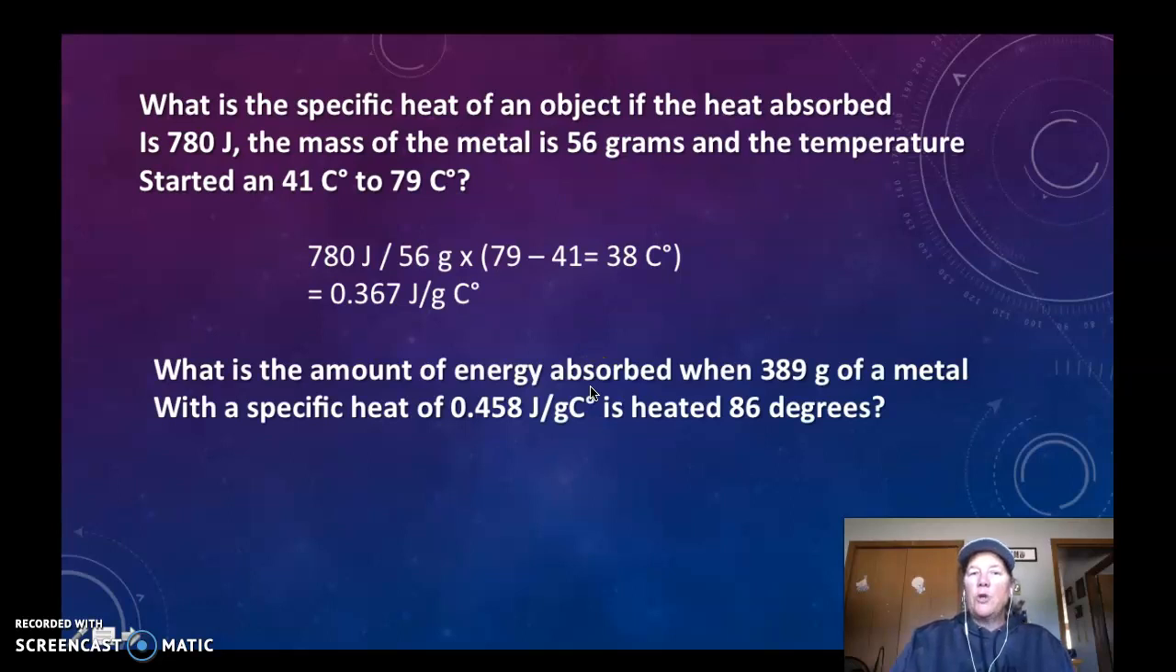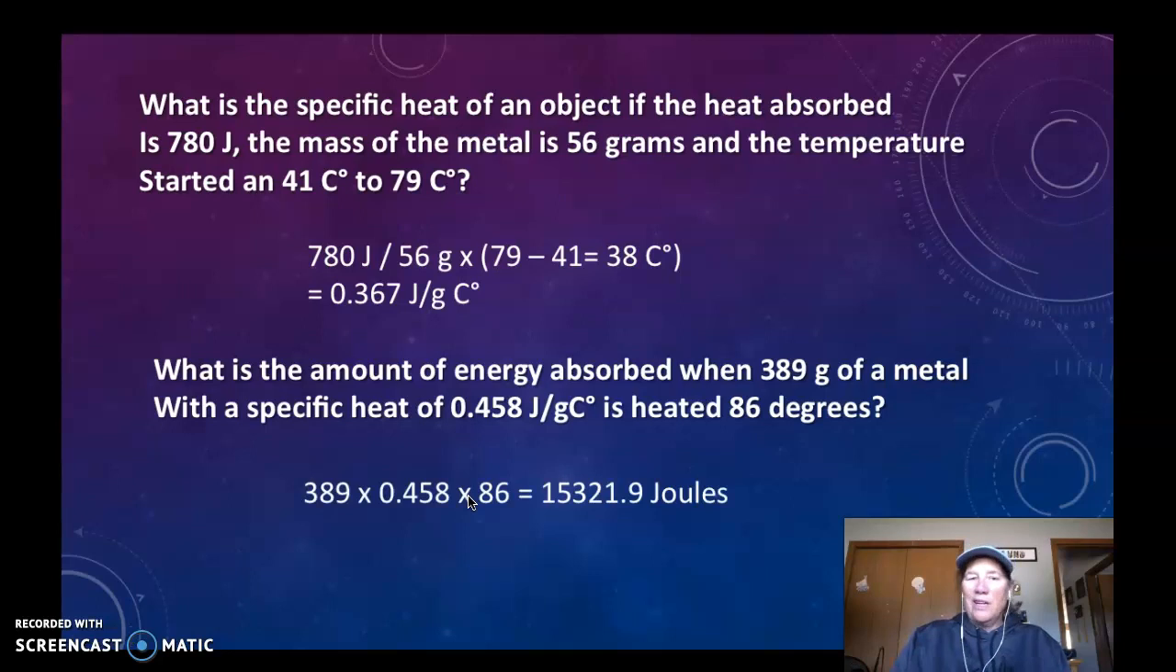Okay. If I'm trying to find the amount of energy, the amount of heat that's lost, absorbed, or gained, you just multiply everything. So you have the specific heat, you have the change in temperature, and you have the mass. So you're just going to take this times this times this. Okay. And those formulas are in your notes.